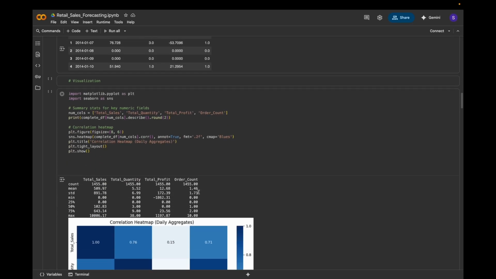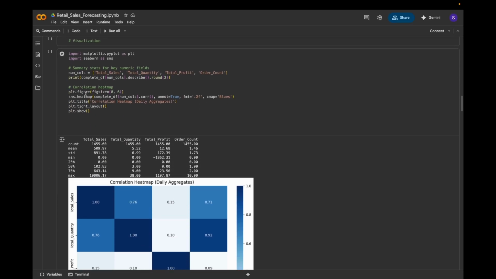Next, we move on to visualization. So we began this by importing matplotlib.pyplot as plt, importing numpy and seaborn as sns. Then we move on to printing out the summary stats for the key numeric fields. So numeric columns is equal to total sales, total quantity, total profit, and order count. Print complete_df numeric columns describe round 2.